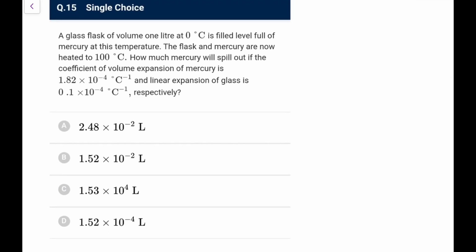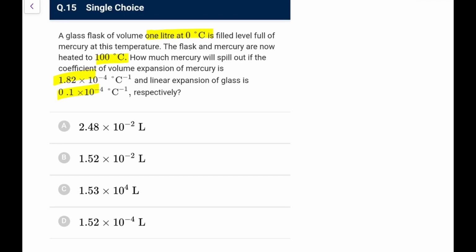You have a glass flask of volume 1 liter at 0 degree, filled full of mercury. The flask and mercury are now heated to 100 degree. How much mercury will spill out if the coefficient of expansion of mercury is 1.83 and the linear expansion of glass is this much? I remember this question as a solved example I teach my students, and I remember this answer is 15.2 centimeter cube sort of thing.